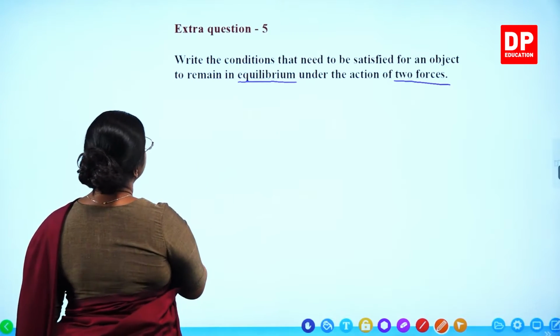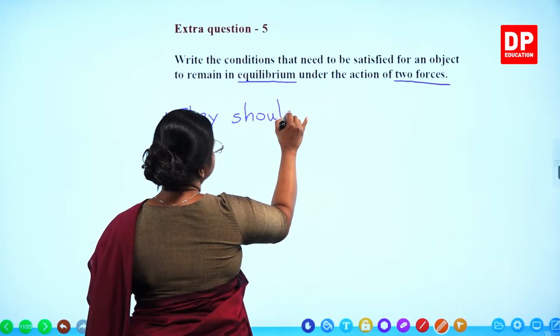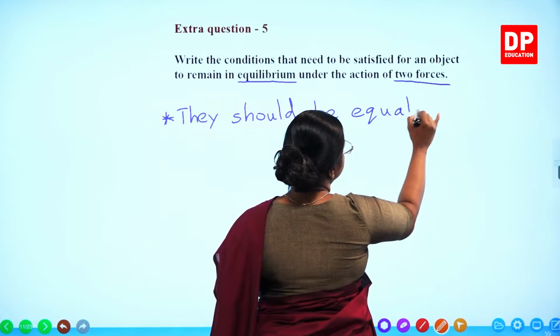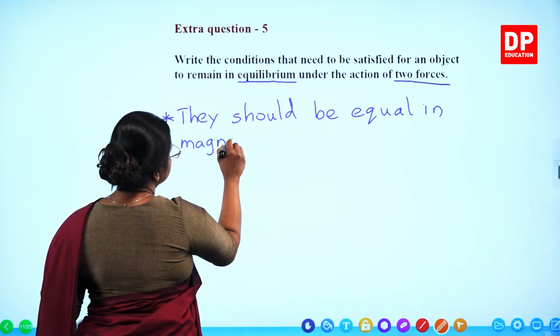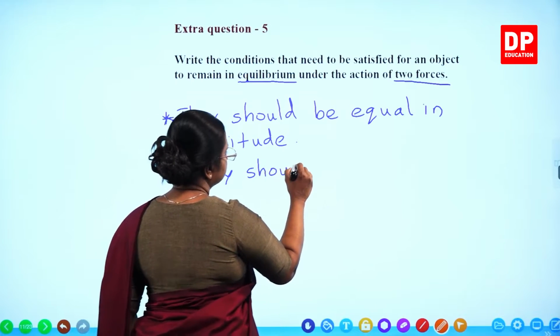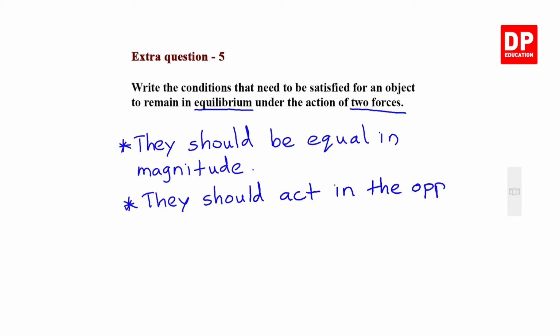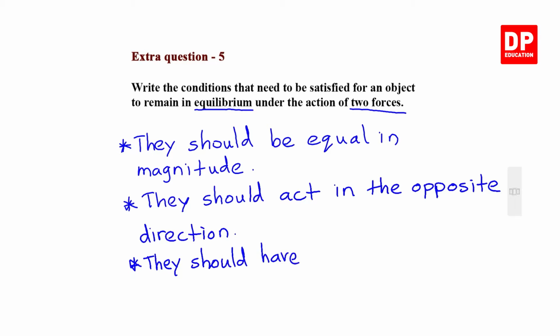But here we need to write the condition separately. So we can say they should be equal in magnitude, they should act in the opposite direction, they should have the same line of action.